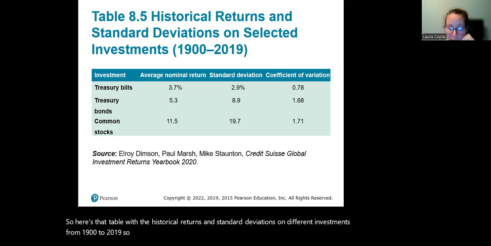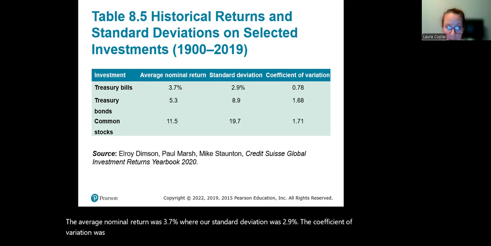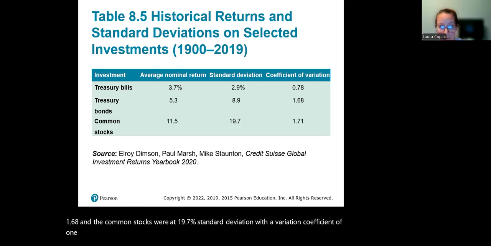So again, the treasury bills that we looked at before, the average nominal return was 3.7%, where our standard deviation was 2.9%. The coefficient of variation was 0.78. The treasury bonds came in at 8.9% standard deviation with a coefficient of 1.68. And the common stocks were at 19.7% standard deviation with a variation coefficient of 1.71.